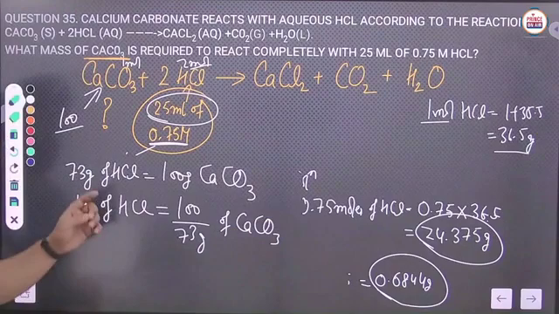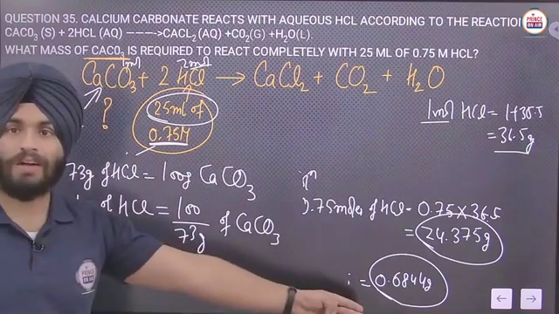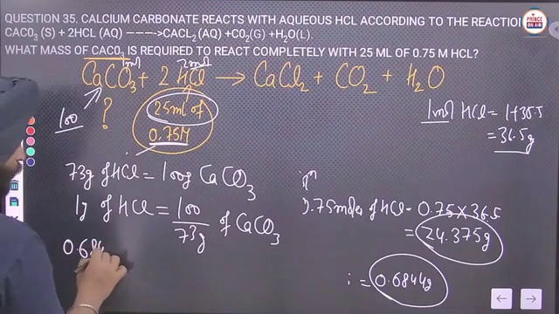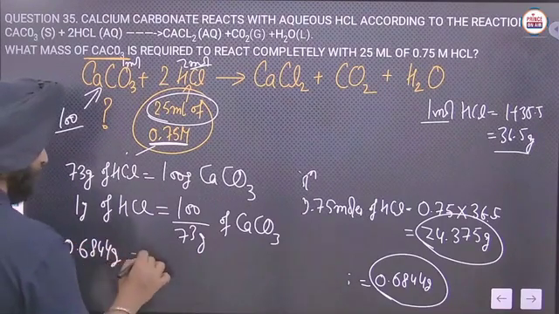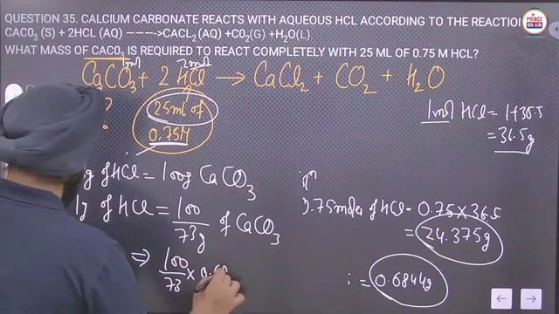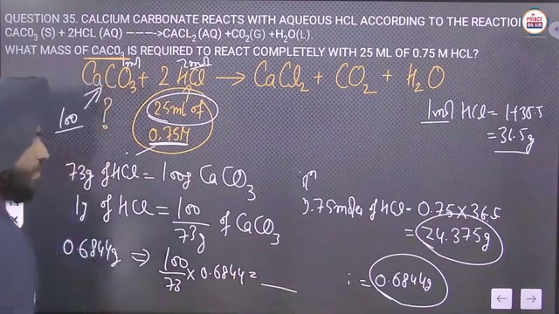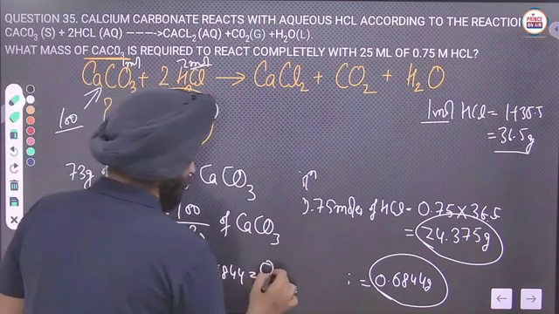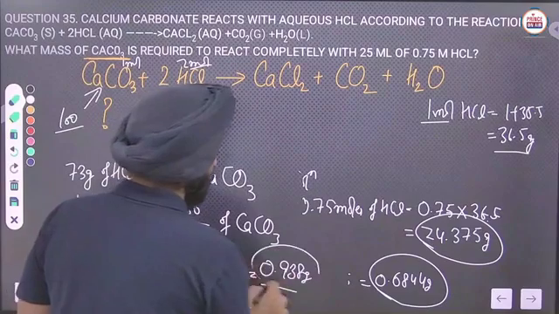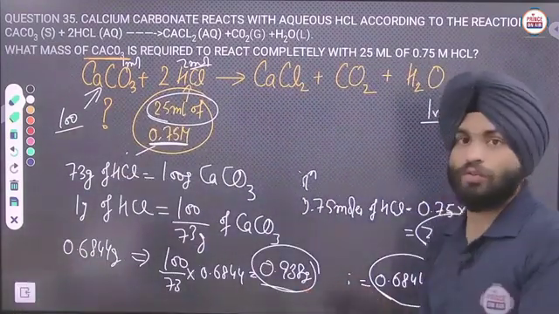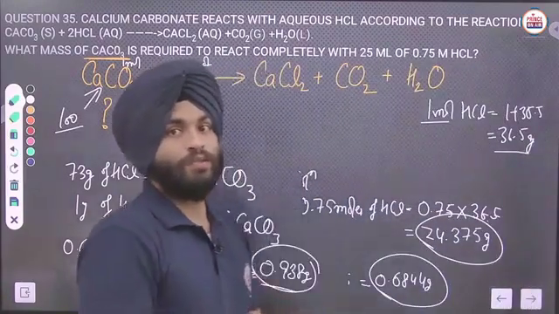So how much mass of HCl do we have here? That is 0.6844 gram. So it will come out to be 100 upon 73 into 0.6844. Just solve this value and you will get the mass of calcium carbonate. It will come out to be 0.938 gram. I am just seeing the calculation to save time. So that will be the answer here.